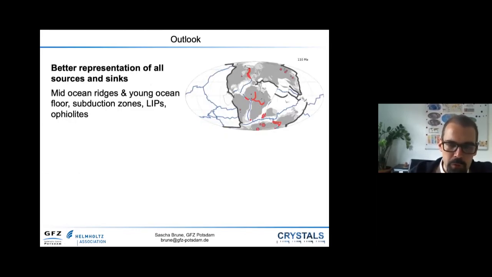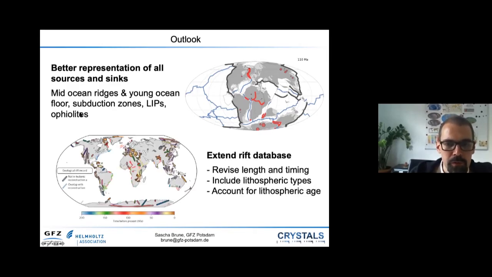In terms of deep time reconstructions, better representation of all sources and sinks is needed. And the group in Sydney is working on that. Other groups are working on that. Mid-ocean ridges, young ocean floors, subduction zones, ophiolites. So many of the things that Sabine mentioned before. And in terms of the rifts, we would need much better definition of the evolution of the rifts so that we can understand better how much CO2 is released during which period in time.